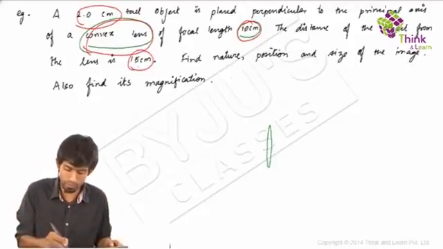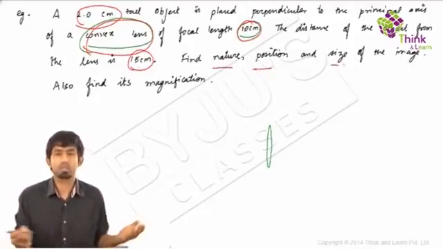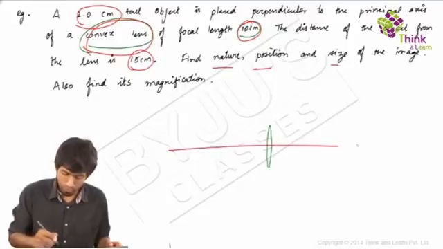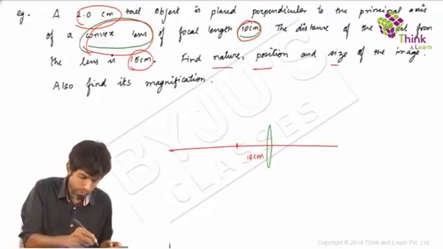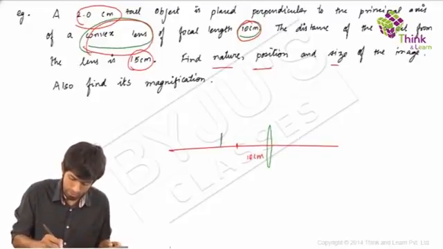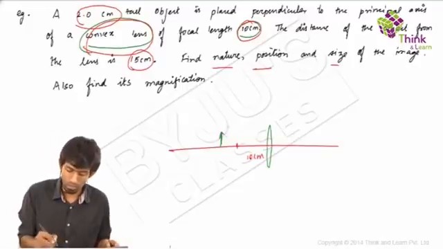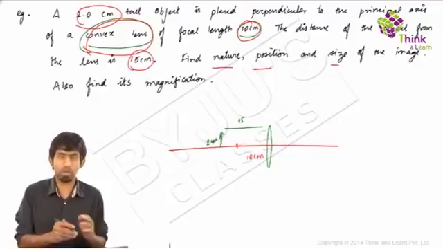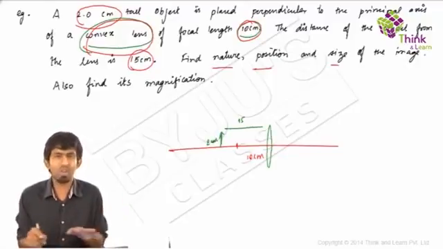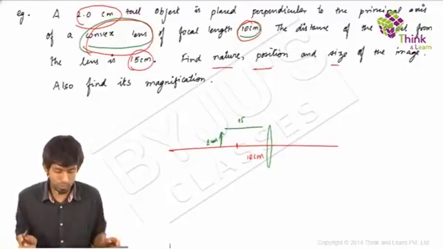And then they've asked you to find something: nature, position, size. It's going to be simple, right? So you have a convex lens with a focal length of 10 centimeters. The object is placed about 15 centimeters away, and it's about 2 centimeters tall. They've asked you to find many things. Now, do we need to draw anything out? No need, because we know something.